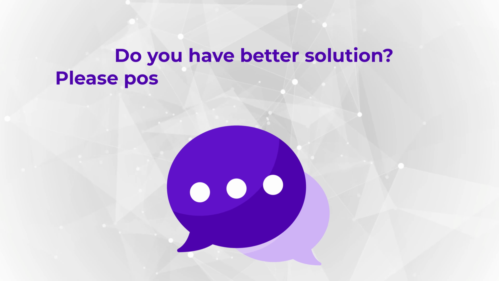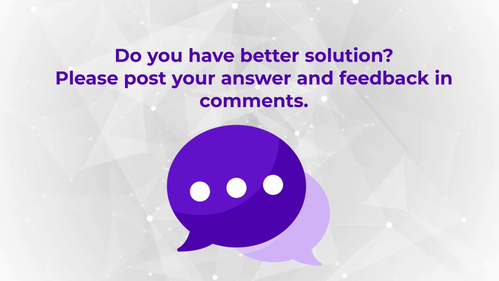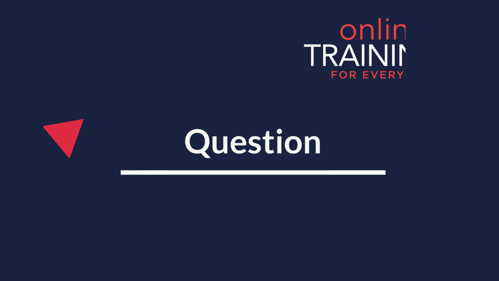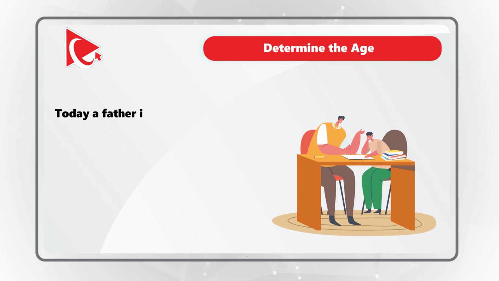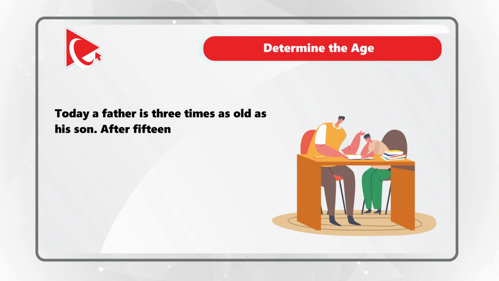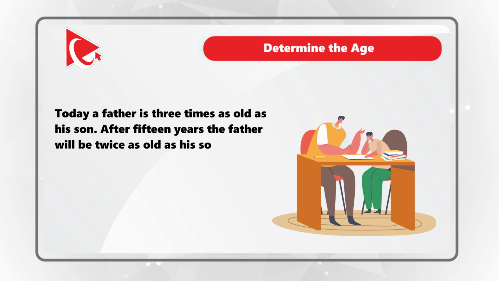Hopefully you've nailed this question and now know how to answer similar problems on the test. Here is the frequent test problem where you need to determine the age of the family members. Today, a father is 3 times as old as his son. After 15 years, the father will be twice as old as his son. What is the father's present age?